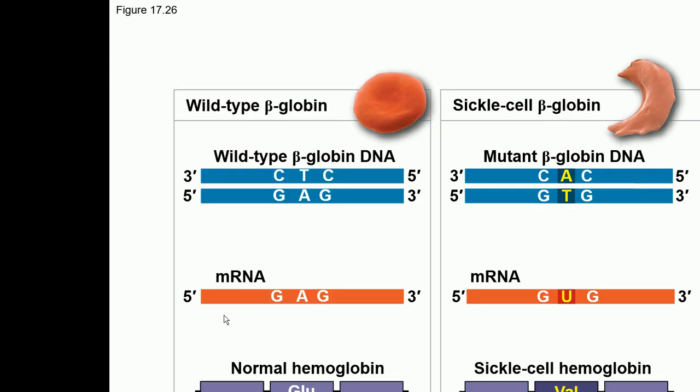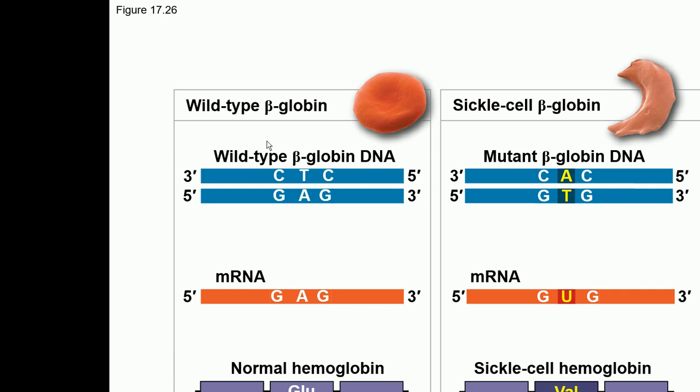So this is the wild type beta globin protein. This is the sequence in the wild type beta globin DNA, and this is the mutant. You know that hemoglobin is a protein which has 4 subunits, 2 alpha chains and 2 beta chains. So there's a mutation in the beta chain. This is the wild type. The sequence is CTC. In the mutant, it is CAC.